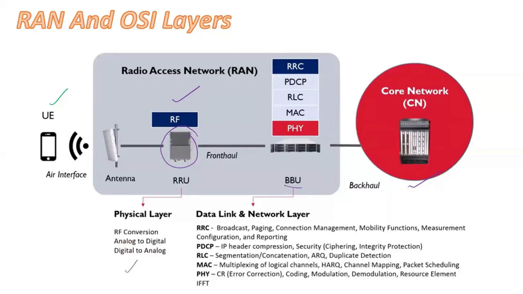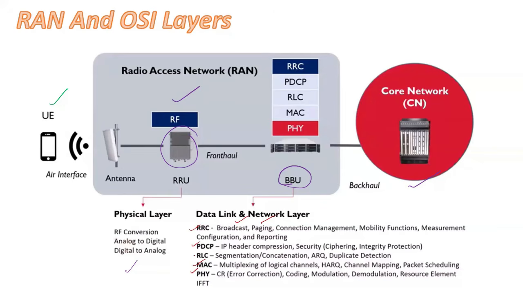Then we have this BBU, which performs a lot of tasks. The BBU holds various protocols like RRC, PDCP, RLC, MAC, and the physical layer. RRC, or Radio Resource Control, is responsible for broadcasting, paging, connection management, mobility functions, and reporting. A typical example is when somebody is calling you: the network needs to page you, so it uses the RRC protocol.